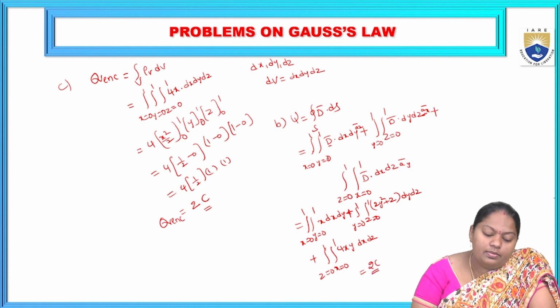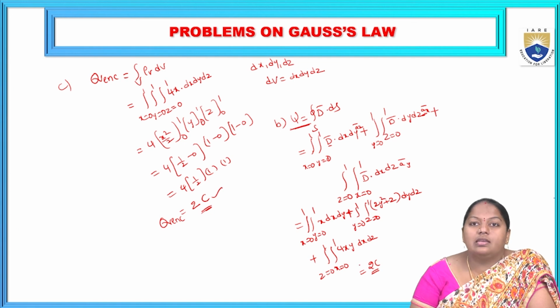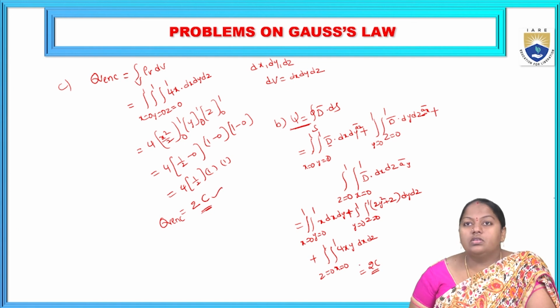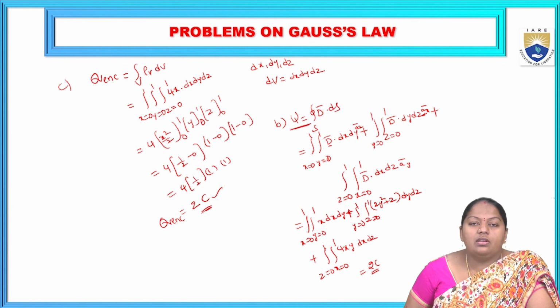Why? Because in part C, we have evaluated the equation for Q enclosed. The charge enclosed and the flux through any closed surface must be the same according to Gauss law. Hence, in part C we got the answer as 2 coulombs, and this must be the same. Then only Gauss law is verified. So this is the way you solve some of the problems based upon Gauss law.